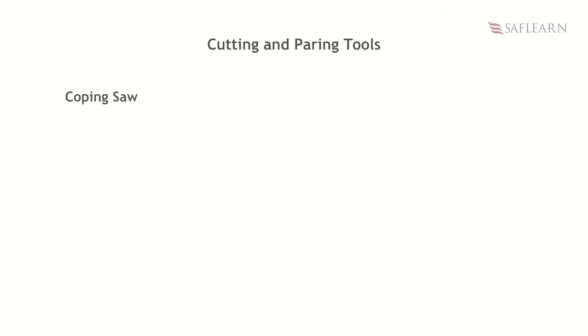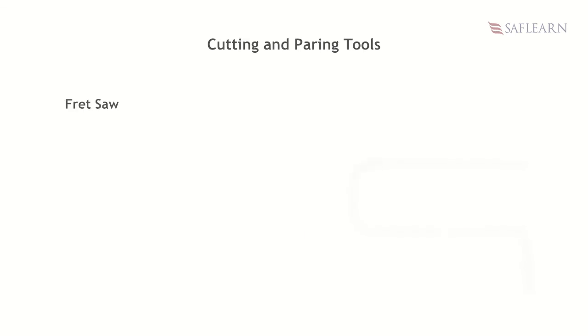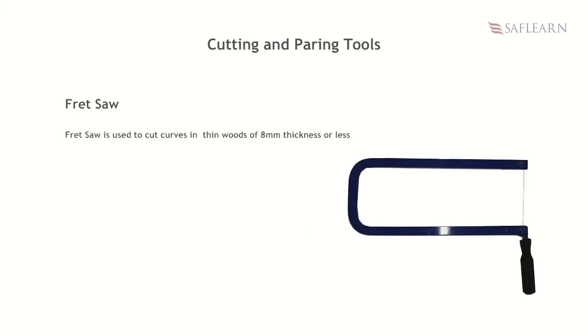Coping saw. This is used for cutting curved marked lines on the wood. The blades can be adjusted to cut in any direction. Fret saw is used to cut curves in thin woods from 8 mm thickness or less. In most cases, it is used to cut plywood.